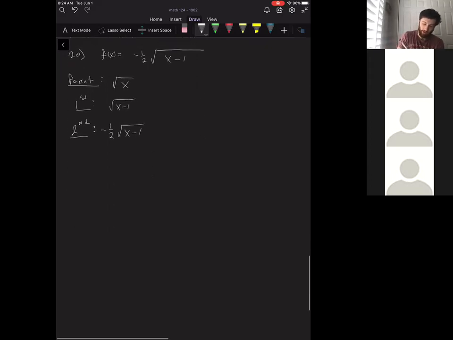So again, for the parent function for all these, you sort of need to have the general shape memorized. So we know square root of x starts at the origin, it doesn't go anything to the left, and it just looks like this. Kind of like this shape that gets more and more flat as time goes on. So we need to find just a couple of points to put on there. So let's make an XY table.